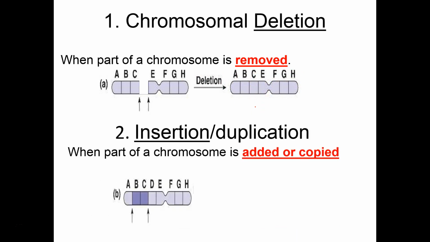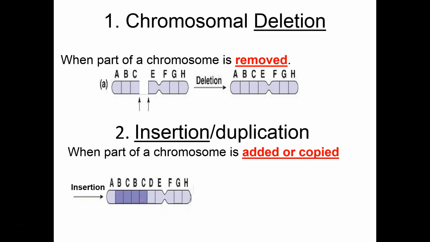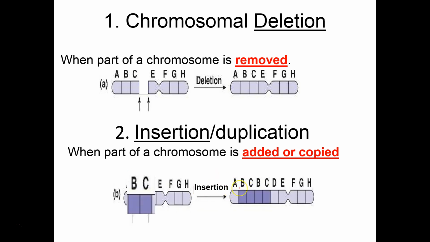The next type is an insertion or duplication, when part of a chromosome is added or copied. So we've got our BC that we're focusing on for this chromosome. We're going to take that BC and copy it, so that when we look at our new chromosome after the mutation has happened, we have 2 BC sections, A, B, C, B, C, D, E, F, G, H. And you can see that that is not the same as the original chromosome.